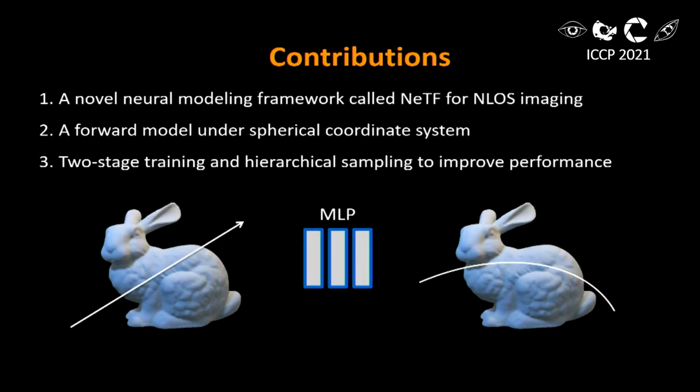In summary, we present a novel modeling framework called neural transient fields for unknown imaging using a multilayer perceptron. According to the property of light propagation in the unknown setting, we formulate the imaging model under spherical coordinates, and we also propose the two-stage training and hierarchical sampling strategies to improve performance. We believe that neural transient fields demonstrates that deep learning provides an alternative and potentially feasible solution to a broader class of inverse imaging problems.